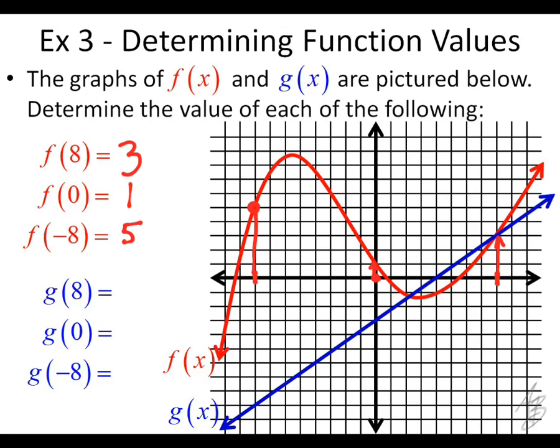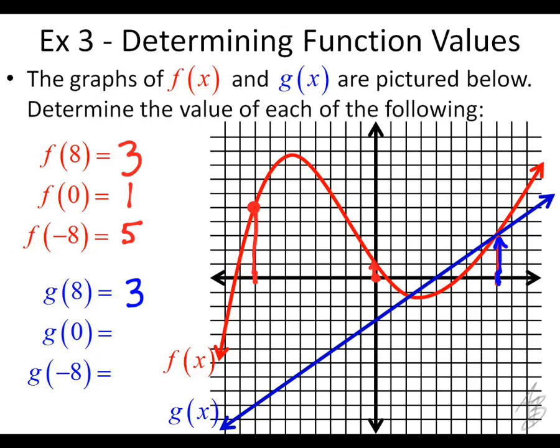Good. Claire, how about g of 8? I'm sorry, you can't talk, can you? Brian, how about g of 8? We're going to go to 8 on the x-axis, and then we're going to go up 3. What do you guys notice about f of 8 and g of 8? They're the same thing, right? So those two functions are crossing right there.